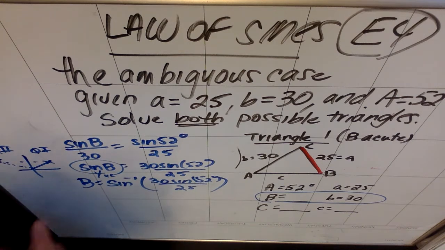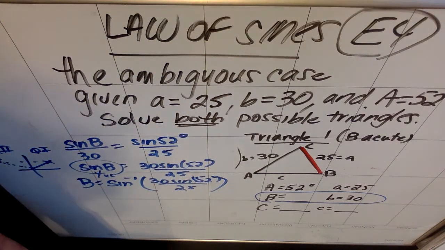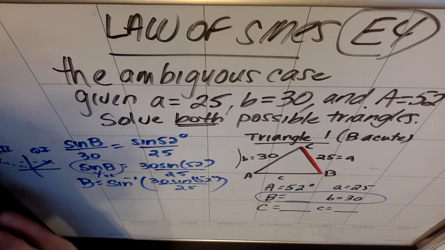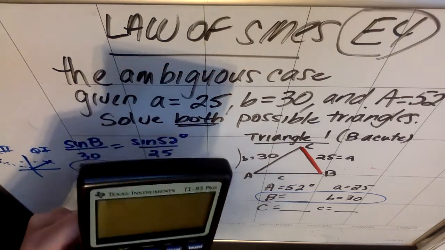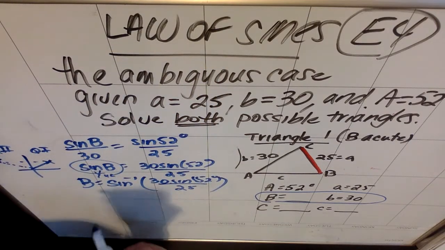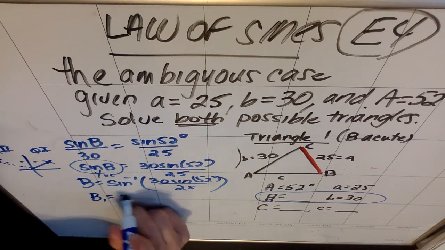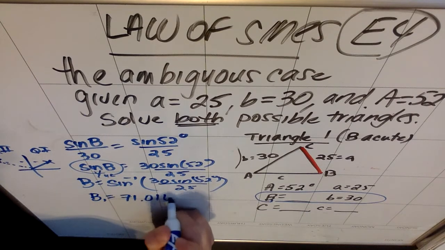The one that the calculator is going to give me is the one in quadrant 1. So I'm going to do the inverse sine, second sine, and I made sure I was in degree mode because I was doing calc the other day, of 30 times the sine of 52, divided by 25. That's what I'm putting in my calculator, and I hit enter, and I get an angle that is acute, which is what I expected. So I get B, and I'm going to call this B sub 1 because this is my B in my first triangle, to be 71.016 degrees.